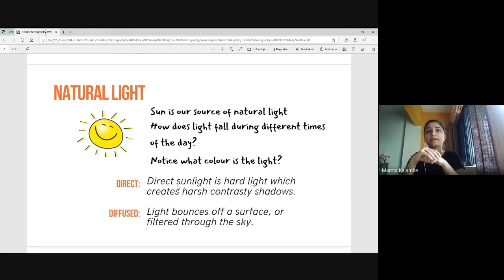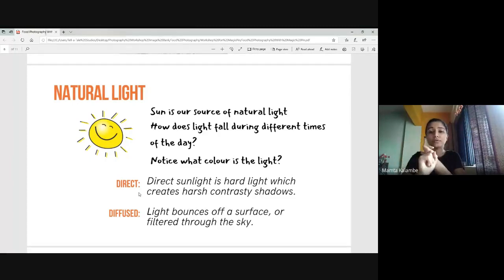Mostly when I am doing food photography and using natural light to shoot something, I always move my setup towards the window. Sometimes some houses get direct sunlight directly into their houses, right? So direct sunlight is when the sunlight is directly falling onto your subject.